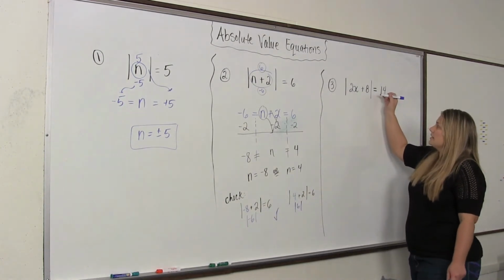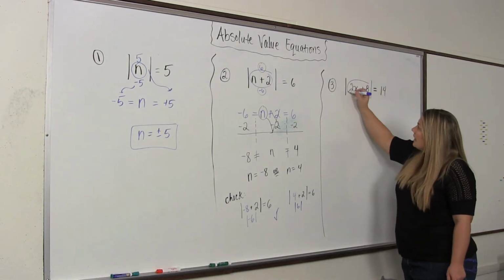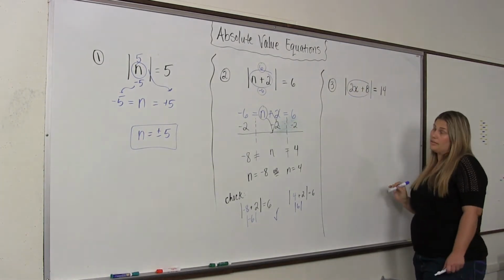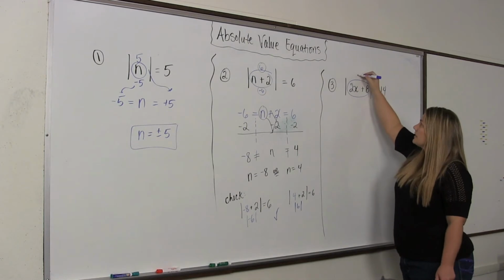So it actually does work with the negative 8 or a positive 4. So let's try this one. Everything inside these absolute value bars should be able to equal 14.